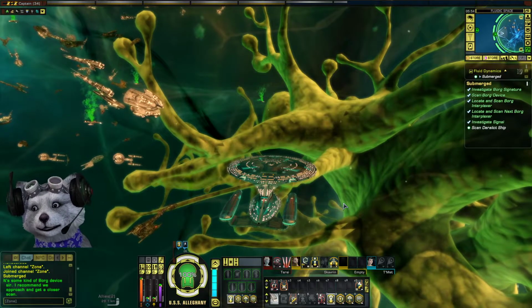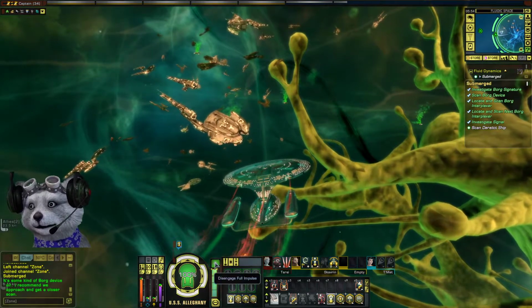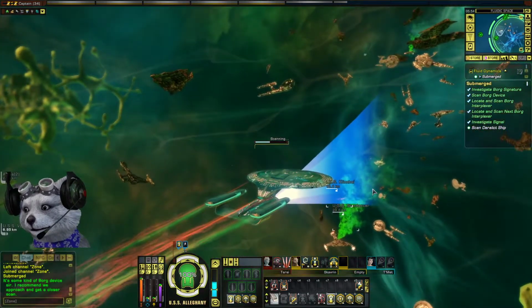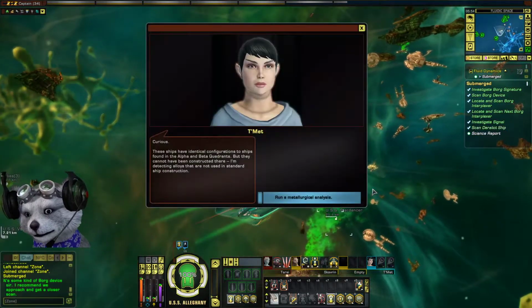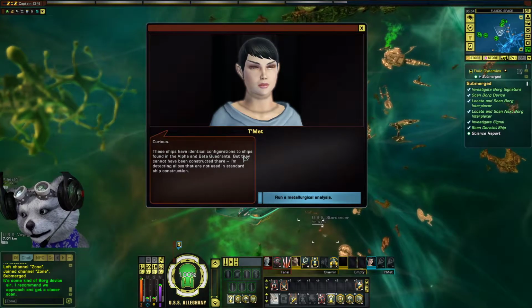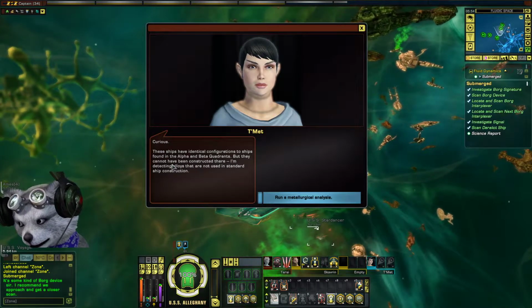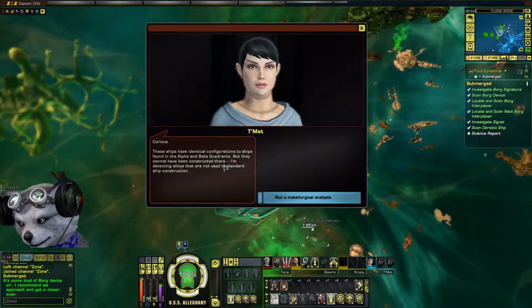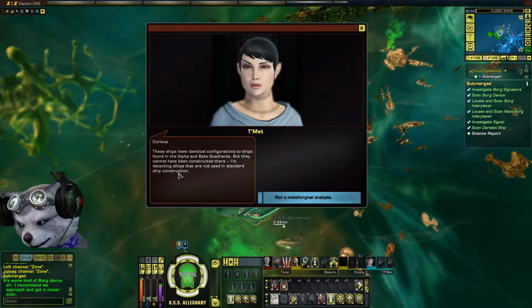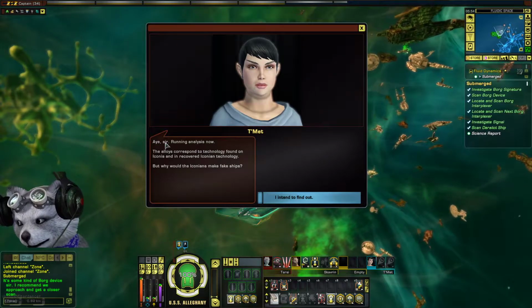Scan a derelict ship. Scan Klingon ship. Curious. These ships have identical configurations to ships found in the Alpha and Beta quadrants, but they cannot have been constructed there. I'm detecting alloys that are not used in standard ship construction. Run metallurgical analysis. Aye, sir, running analysis now.